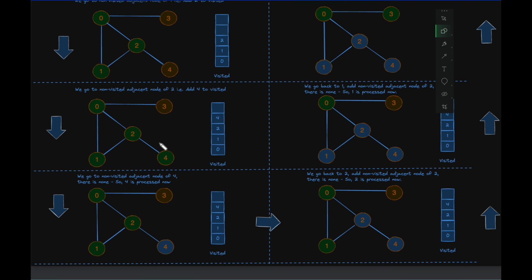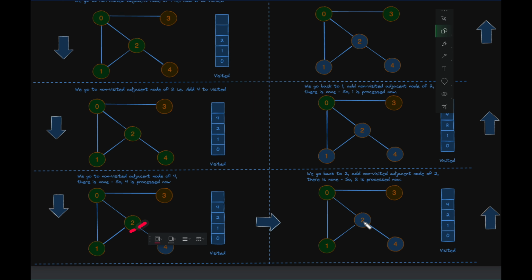Now we are here, so finally we will see 4, and we will check, are there any non-visited nodes for 4 which are adjacent to it? And the answer is no in this case. So that means now finally 4 is processed, right? So we will recursively backtrack. And when we backtrack, where will we go to? We will go to 2, because 2 was the node from which we called DFS for 4.